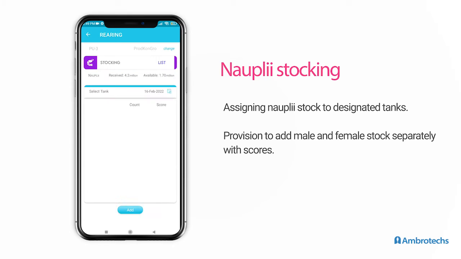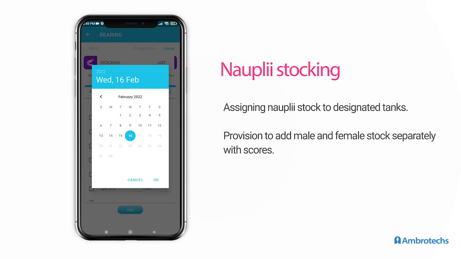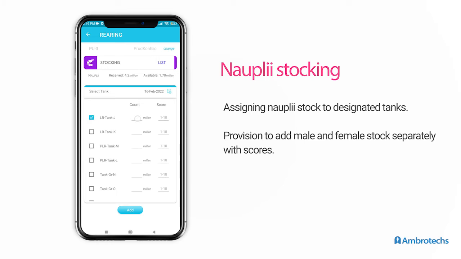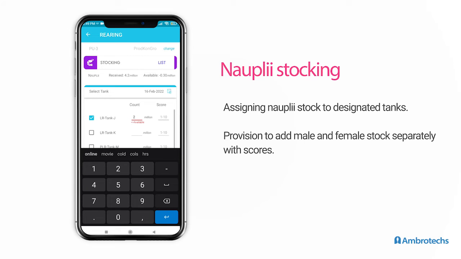Click on Add another Nauplii to repeat the stocking process in other tanks. Error will be shown if count higher than available is added. Multiple stocks in multiple tanks can also be added at once.